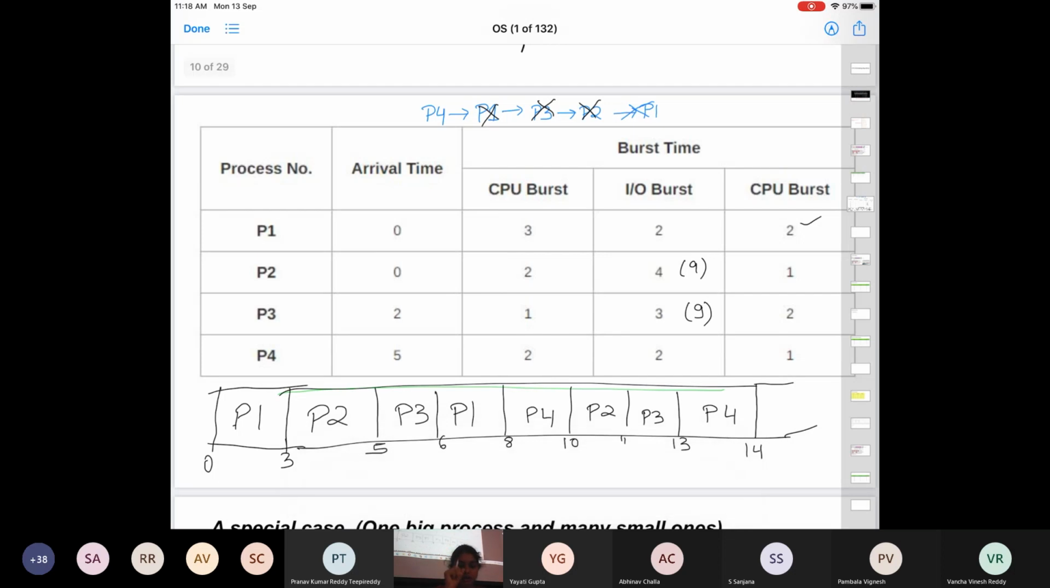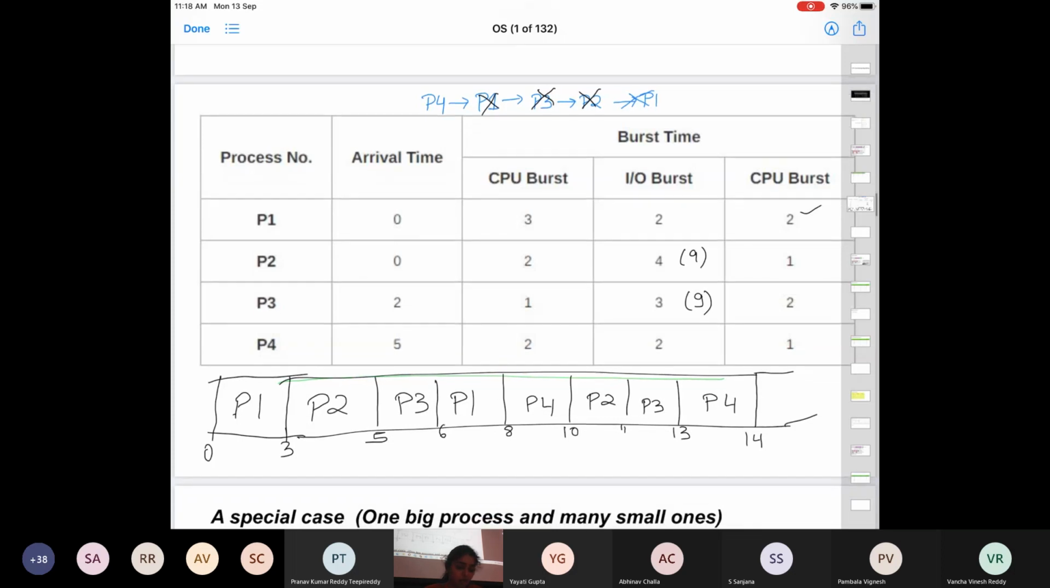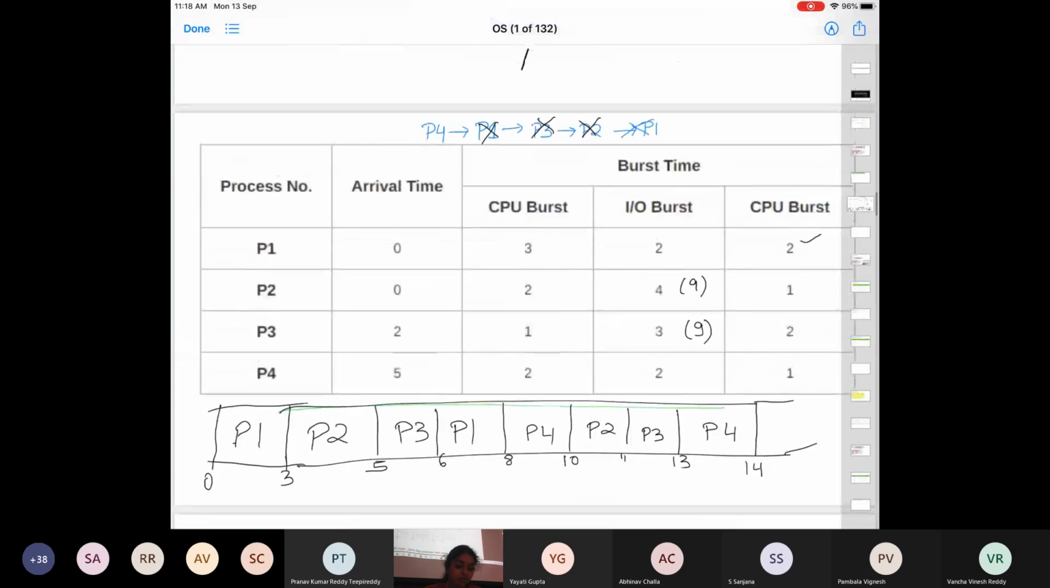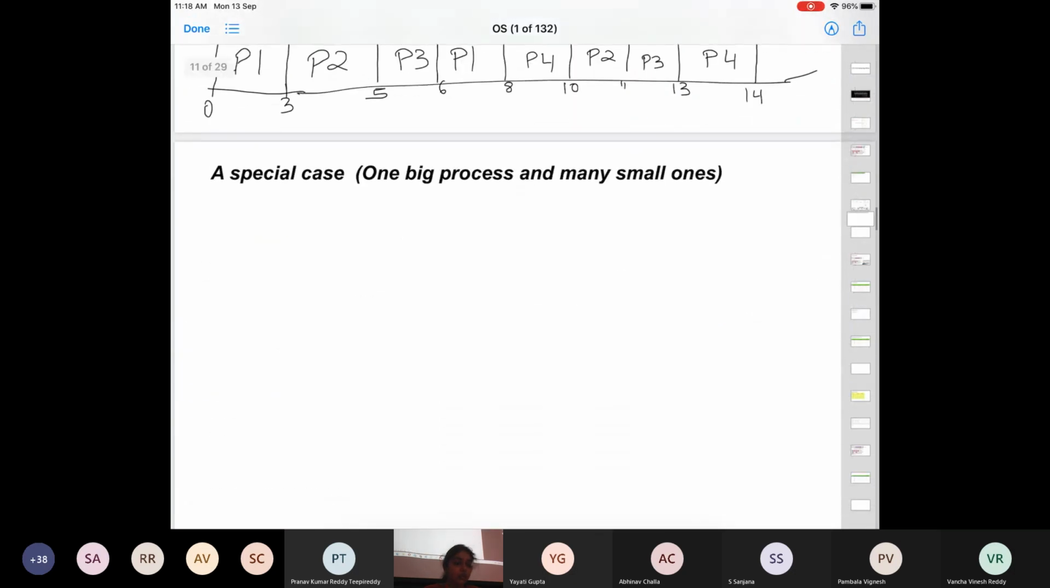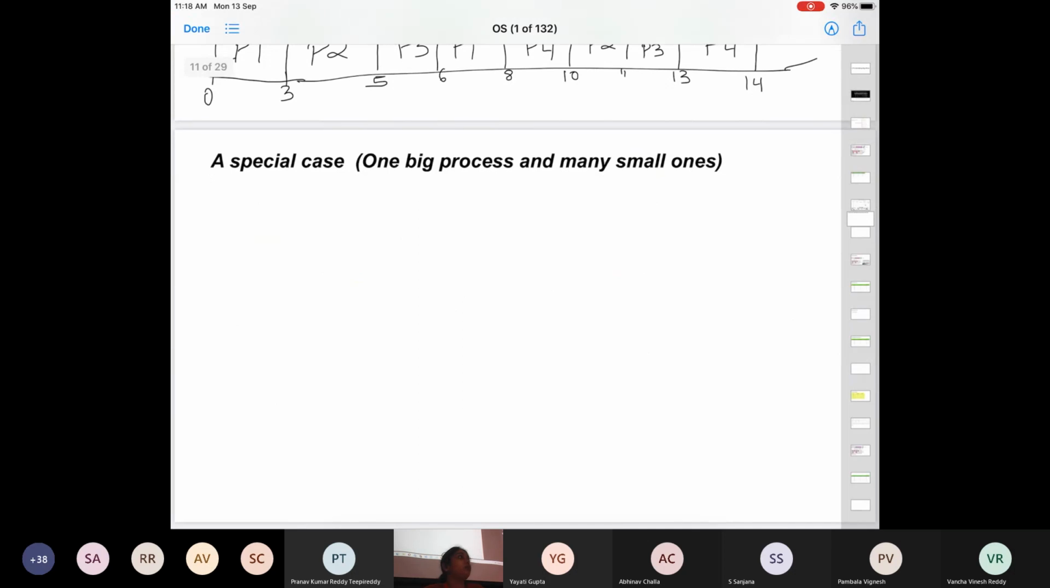Okay. So what are the benefits of this approach? Definitely it is very simple to implement. I don't have to do anything. Whenever a process comes, I just insert it in the ready queue, and whenever I have to choose a process, I take it away from the head of the ready queue. What is the problem here? Right, we have discussed that before. So if there is one process which requires CPU for a long time, it's going to create a problem.